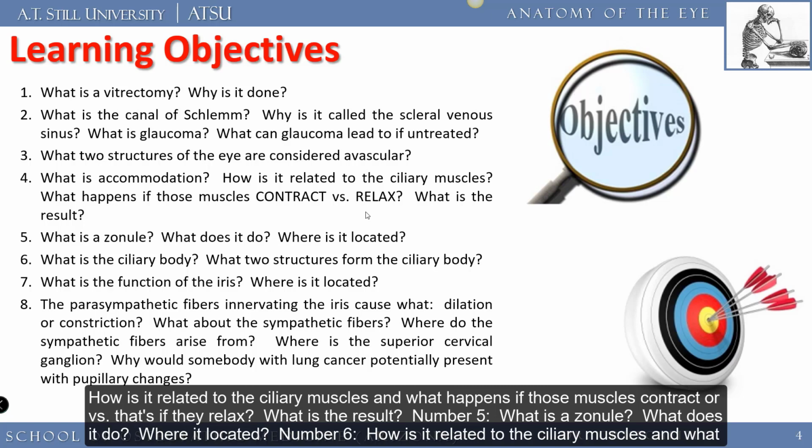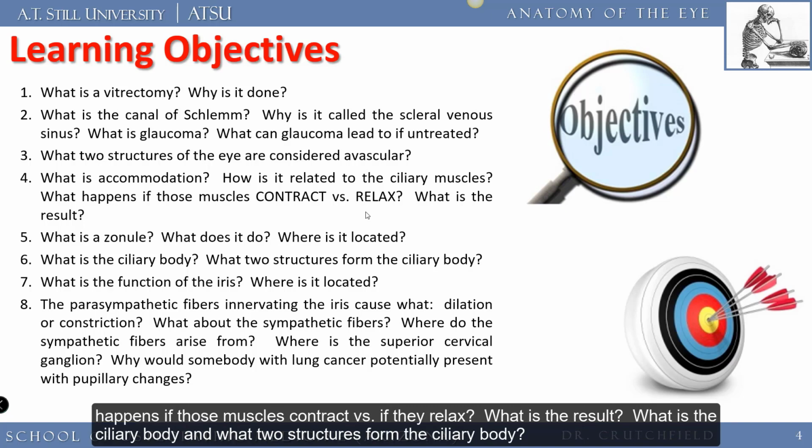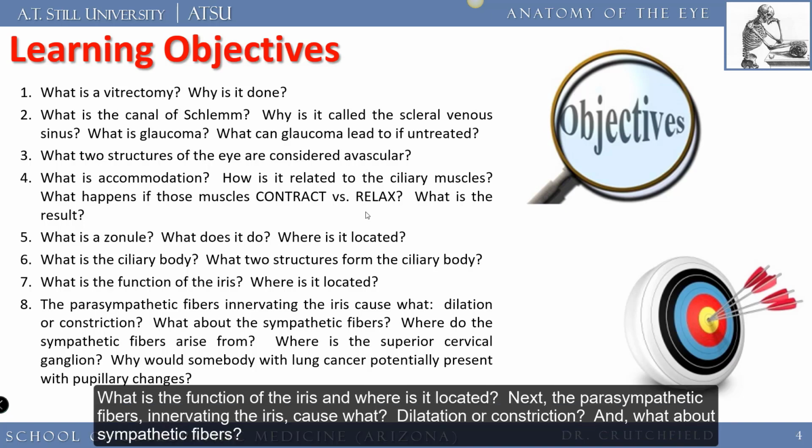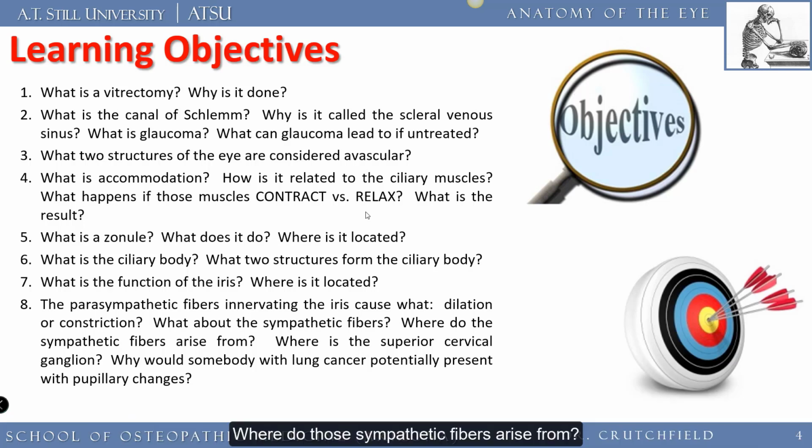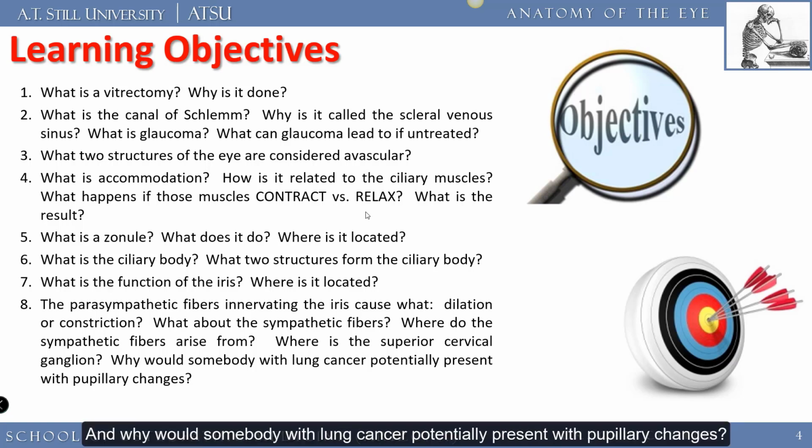Number 5, what is a zonule? What does it do and where is it located? Number 6, what is the ciliary body, and what 2 structures form the ciliary body? What is the function of the iris and where is it located? Next, the parasympathetic fibers innervating the iris cause what? Dilatation or constriction. And what about sympathetic fibers? Where do those sympathetic fibers arise from? And then where is the superior cervical ganglion? And why would somebody with lung cancer potentially present with pupillary changes?